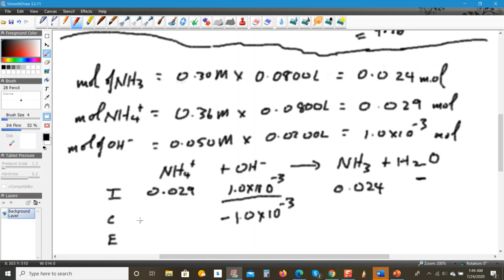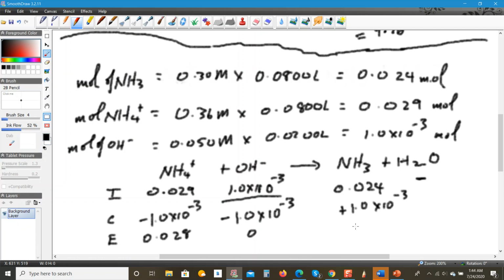All right? So at the end of the reaction, you're going to end up with 0.028 moles here. You're going to end up with 0 moles here. And here, you're going to end up with 0.025 moles. All right? Okay, so we have the moles. The next step, at the end of this process after the base is added, is we need to find the concentrations of each of these.